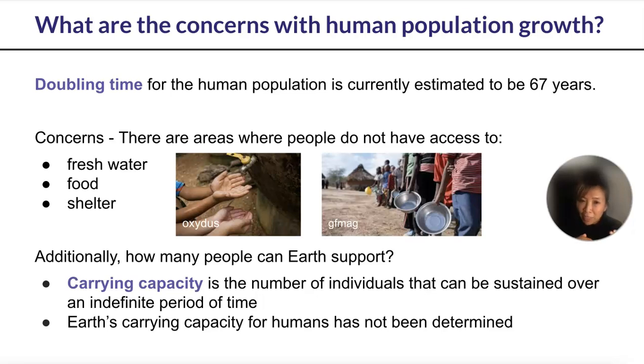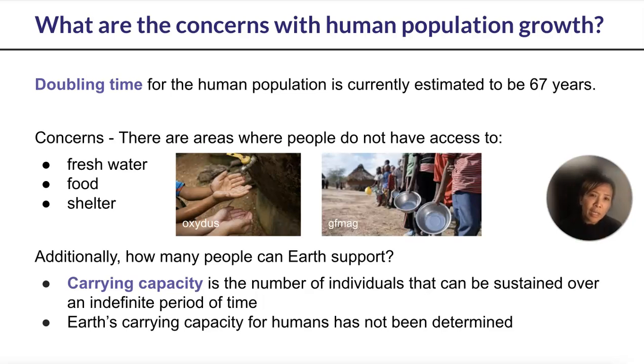There's a carrying capacity, which is the amount of resources that are actually available relative to the number of humans. So are we reaching our carrying capacity? And Earth's carrying capacity for humans hasn't actually been determined. So some scientists believe that we are going to be beyond our carrying capacity, whereas other scientists are debating that; they think that Earth still has room for humans to grow.